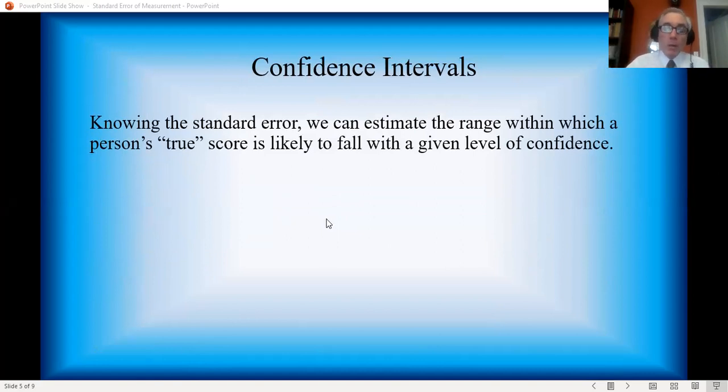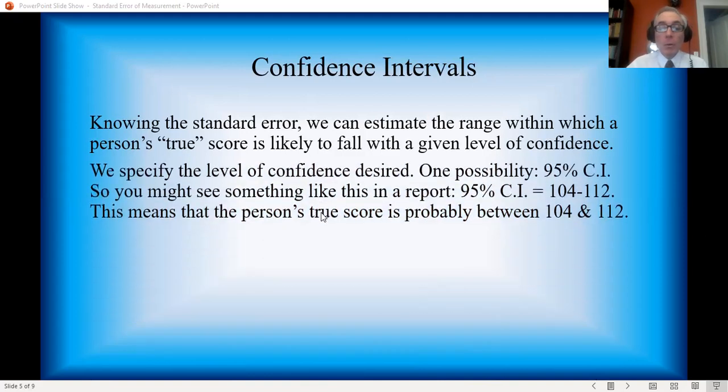But if we know the standard error of measurement of the test, we can figure out a range of scores within which the true score is likely to fall. And I emphasize the word likely because it's never going to be 100% sure, but you can set whatever level of confidence you wish and run the numbers accordingly. So if you only want to be 75% sure, go ahead. If you want to be 90% sure, go ahead. And I'll show you how to do this as we move forward.